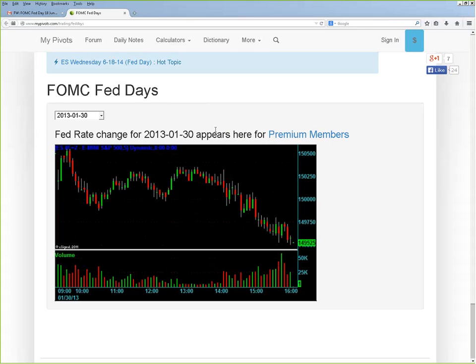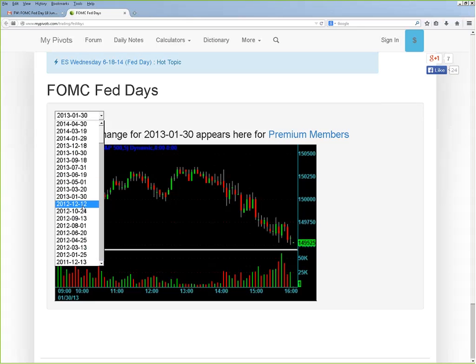End of January 2013. Not really much to be gathered here. Notice the tight range that we were in. Looks like we just had a quick move and then just a slow continuation of the pattern. Not much to be had there.